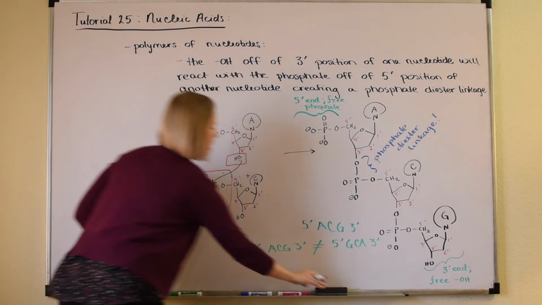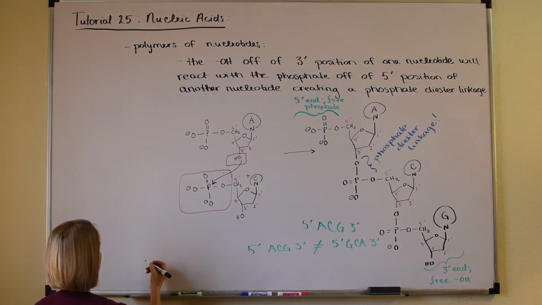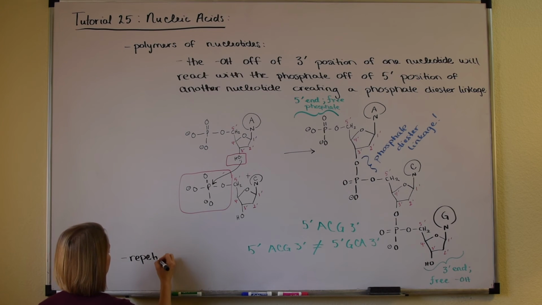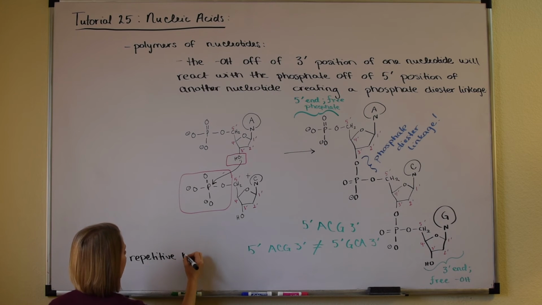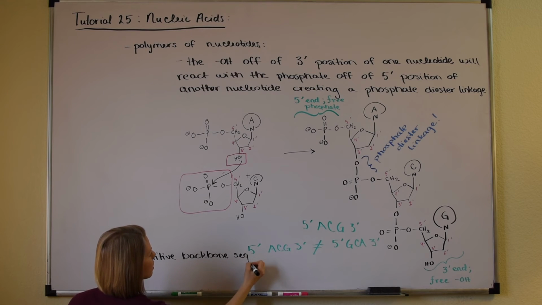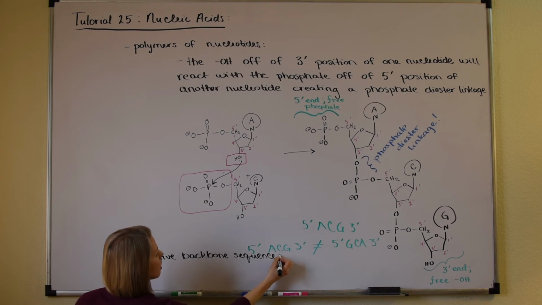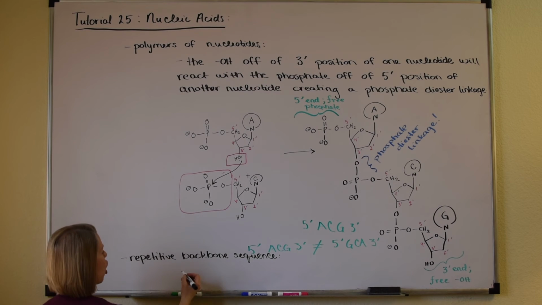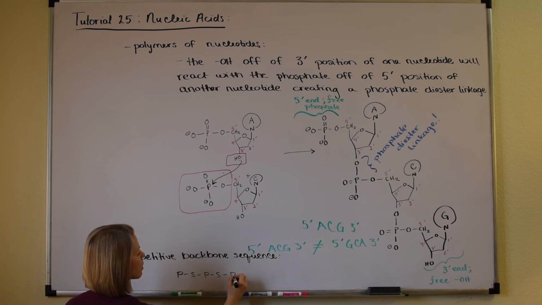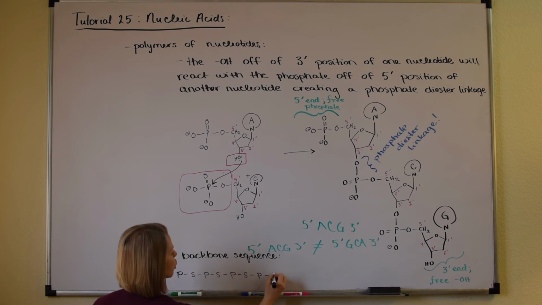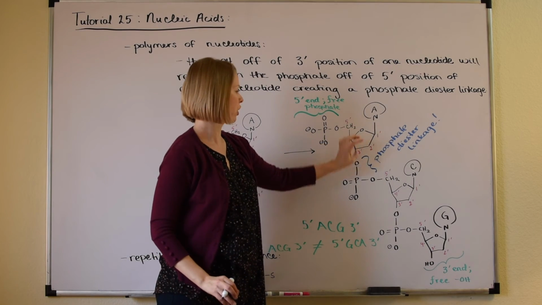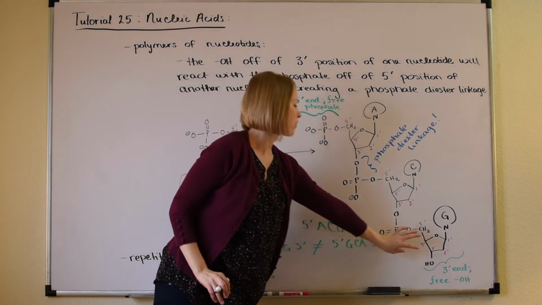Okay, so I'm going to indicate that here. So, repetitive backbone sequence of a nucleic acid. Always phosphate, sugar, phosphate, sugar, phosphate, sugar, phosphate, sugar. And for a better idea of what that's going to look like, you can look up here. Phosphate, sugar, phosphate, sugar, phosphate, sugar.